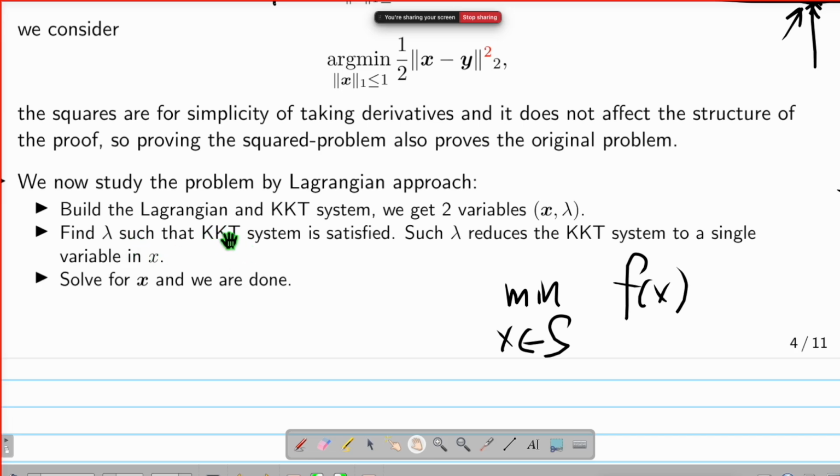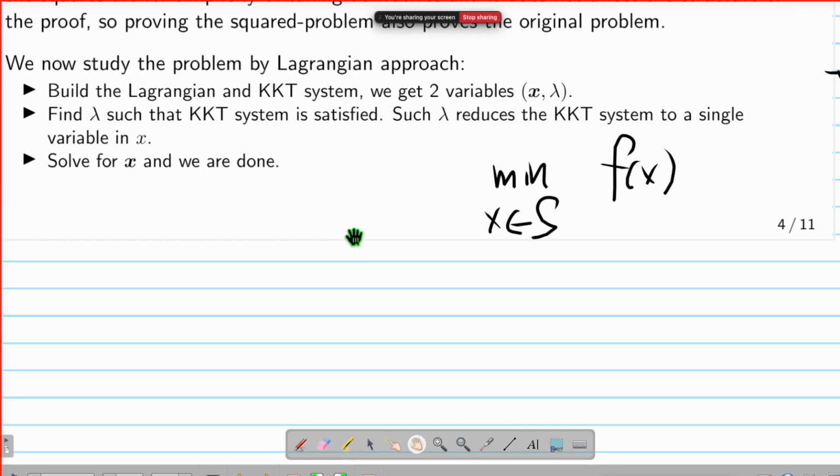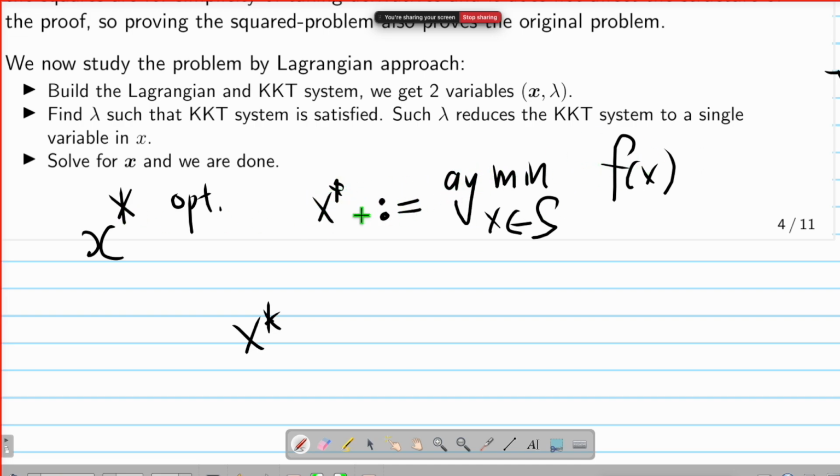KKT is just three people's names, okay? And then what is the idea? Suppose I have x. This star symbol means optimal, that means best solution. So I put an x star to mean this is the solution. So I can say x star is defined as the argmin of this. So this is the guy that minimizes this thing.